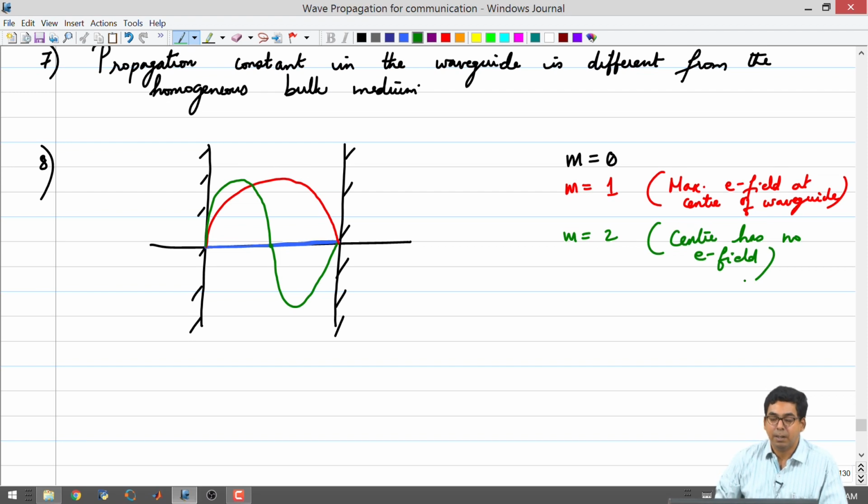So, the electric field can have these kinds of patterns. But what is interesting is that the change is not continuous.